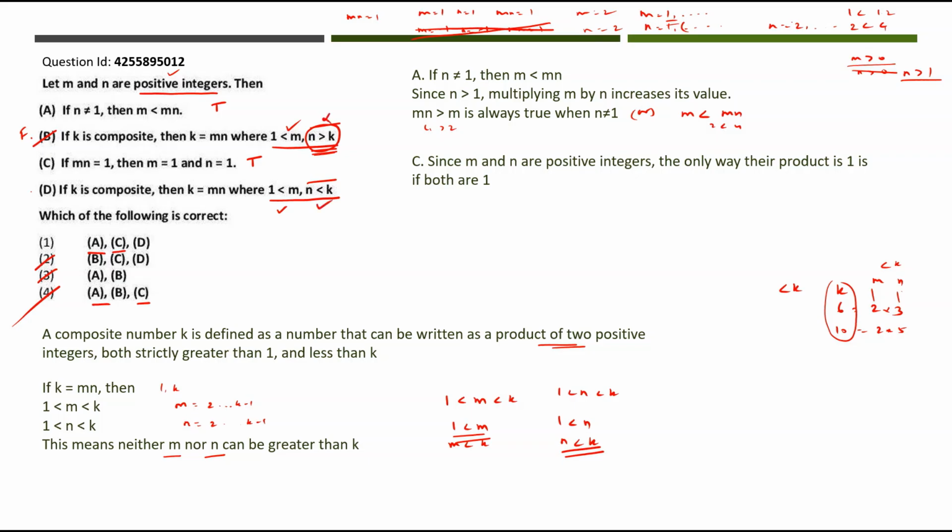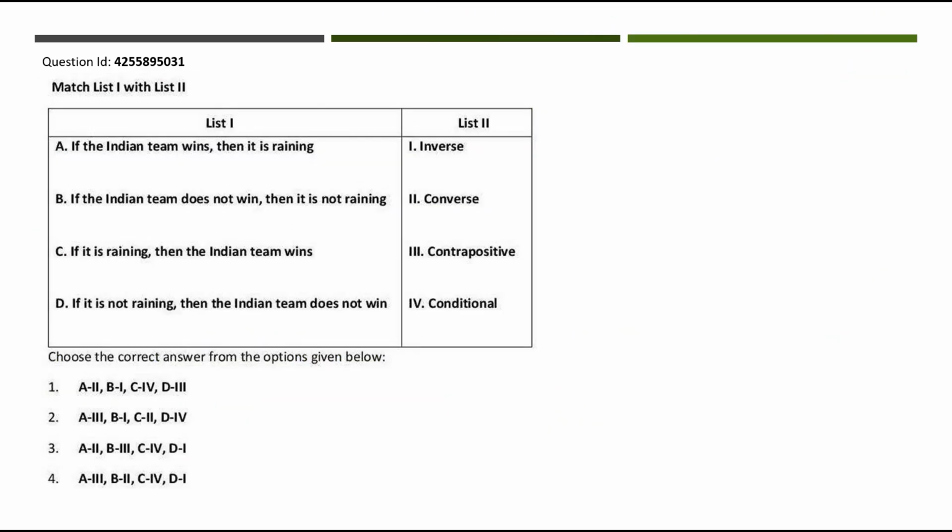So D is also right, so we are marking it to be true. So option number 1, ACD will be the right answer, and I have told you why B is false. If D is true, then B is definitely false. Next question, match list 1 with list 2.